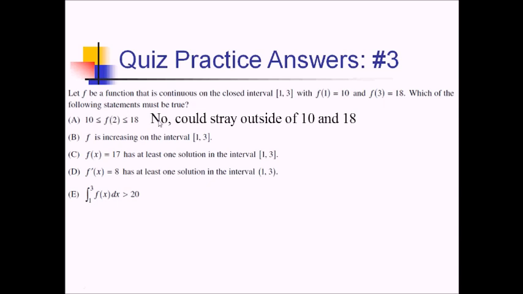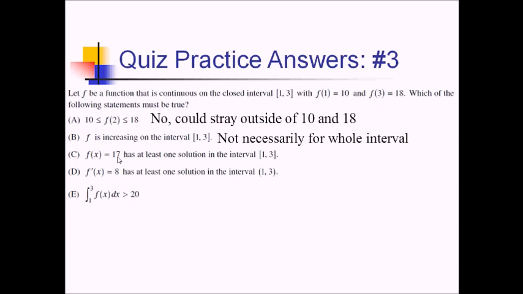We could stray outside of 10 and 18 when we get to the x value 2. We just don't know. So choice B then, f is increasing on the interval from 1 to 3. It has to increase eventually to get from the y value 10 to the y value 18, but for all we know, it might be doing one of these up and down kind of deals until we get to 18. So you could definitely decrease for part of this, so not necessarily for the whole interval are we increasing.